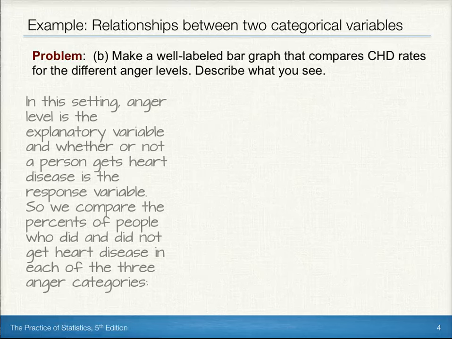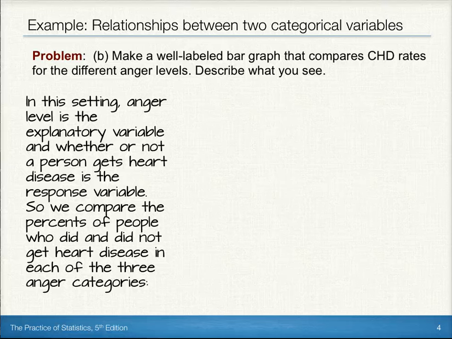So let's make a well-labeled bar graph that compares CHD rates for the different anger levels and describe what we see. Well, in this setting, anger level is the explanatory variable, and then whether or not a person gets heart disease is the response variable. So we'll need to compare the percents of people who did and did not get heart disease in each of the three anger categories.